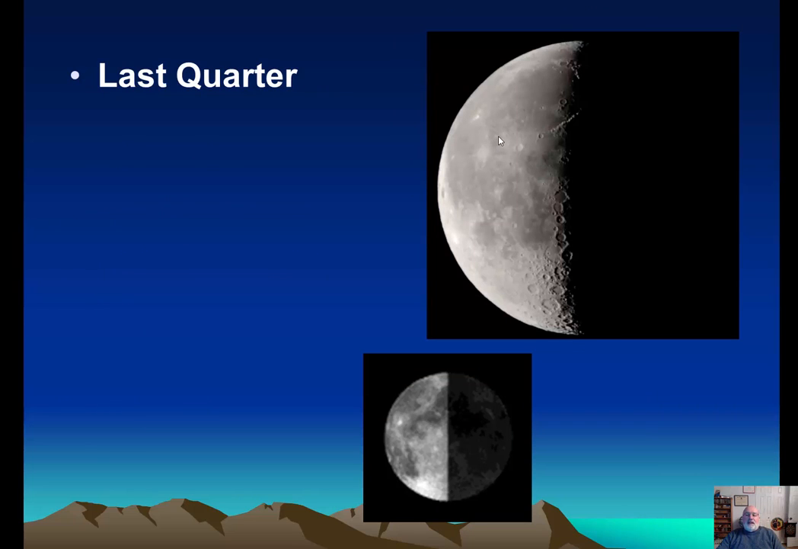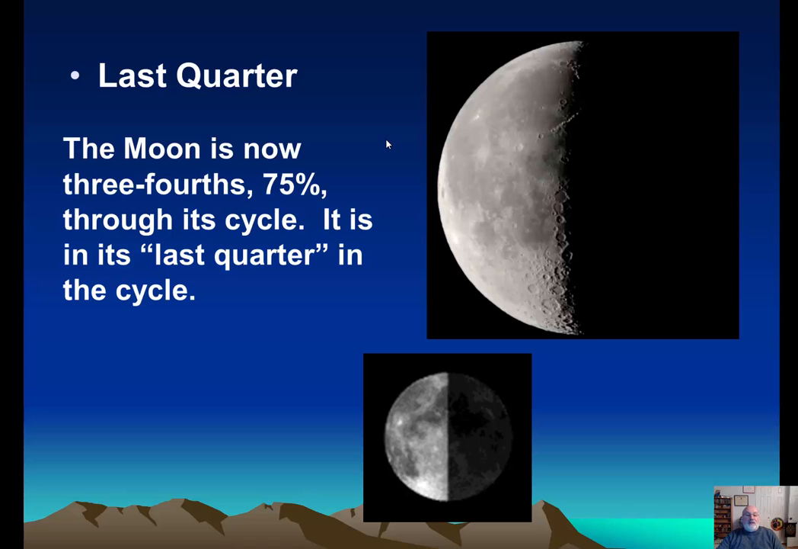Then we get to the last quarter, and again, this is actually showing you that you are 75% through the cycle, which makes it the last quarter, and it's headed toward the crescent. Beautiful denotation right around the limb. This happens at day 22.1.